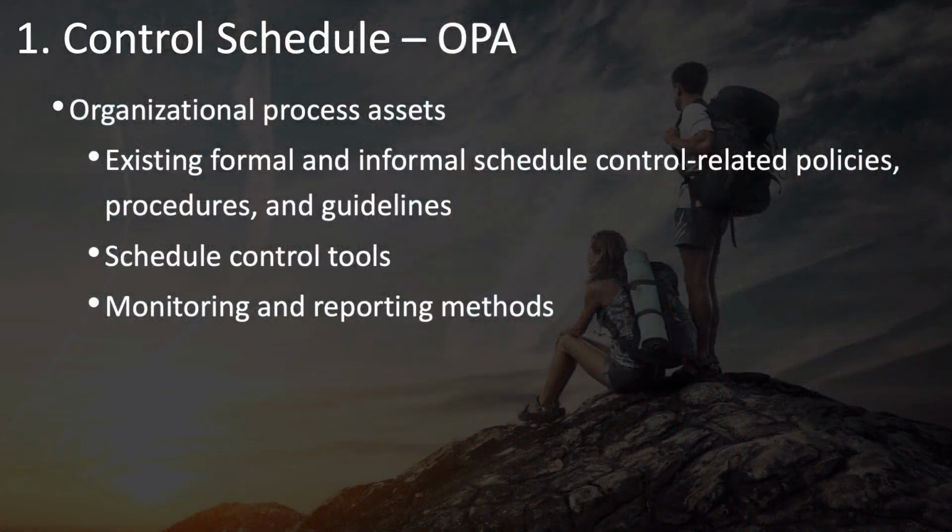You should check to see what organizational process assets you have available to you that can help you to control the schedule. Specifically, policies, procedures, and guidelines related to controlling schedule, either formal or informal, including monitoring and reporting methods, and any schedule control tools. In particular, take a look at your scheduling software to see if it includes the control tools that you need.